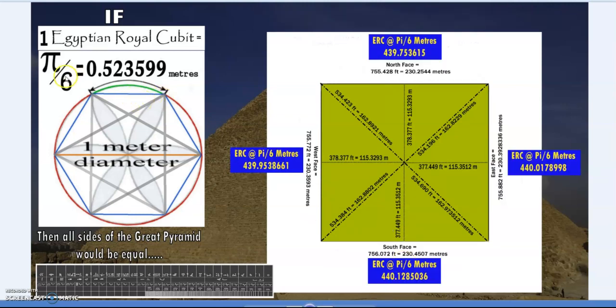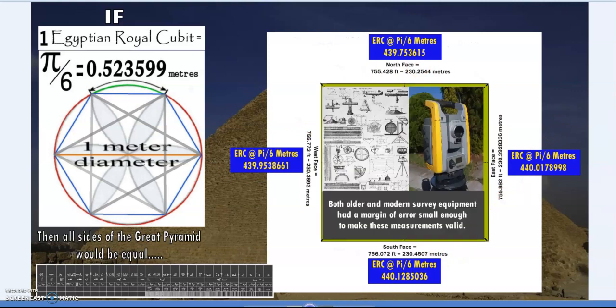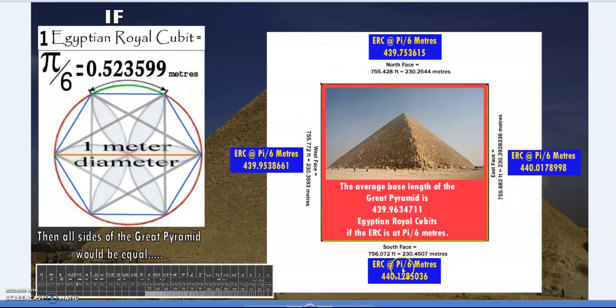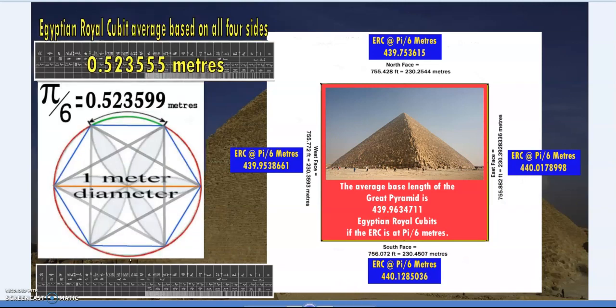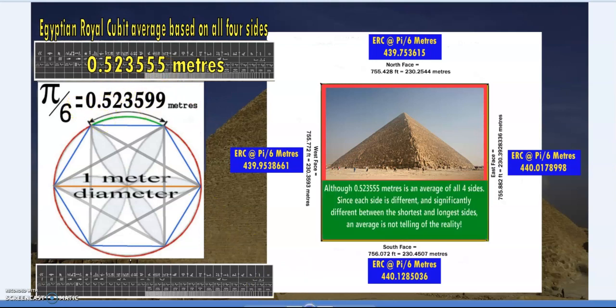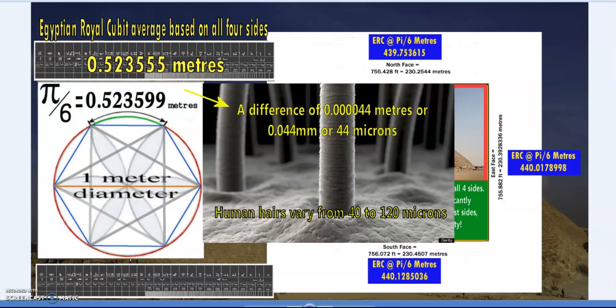find if the pyramid is pi over 6 meters, each side is slightly off. For instance, the southern face is a touch over, however we can get an average. Modern survey equipment has shown this. The average is 439.96 Egyptian royal cubits at pi over 6 meters. That would be 0.52355 meters. What's the difference from precisely pi over 6 meters? Well, it's 40 microns. It's the thinnest of the thinnest human hairs.